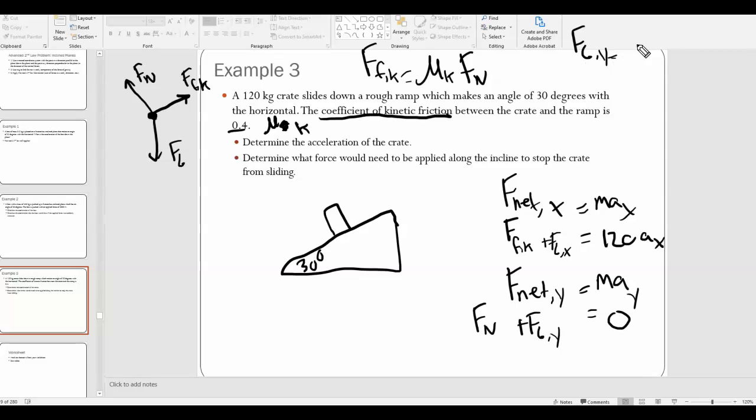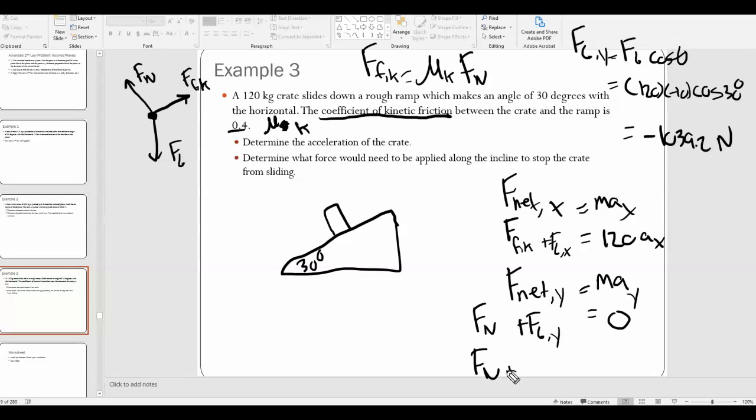Okay, so let's see, what is FGY? FGY is Fg cosine theta. So that would be 120 times negative 10 times cosine of 30 degrees. That one I need my calculator for. Okay, so 1200 times cosine 30. Okay, so that would be negative 1039.2 newtons. Okay, so Fn plus negative 1039.2 equals 0, and so Fn is equal to 1039.2 newtons.